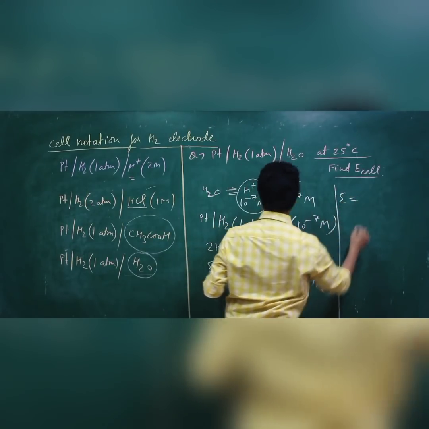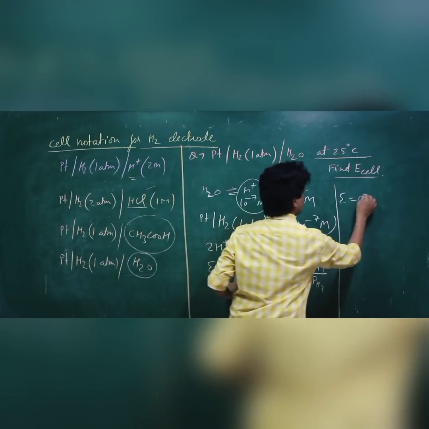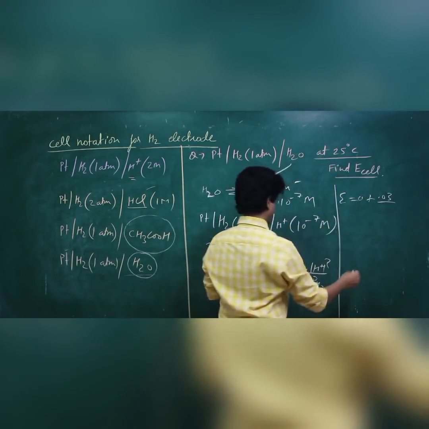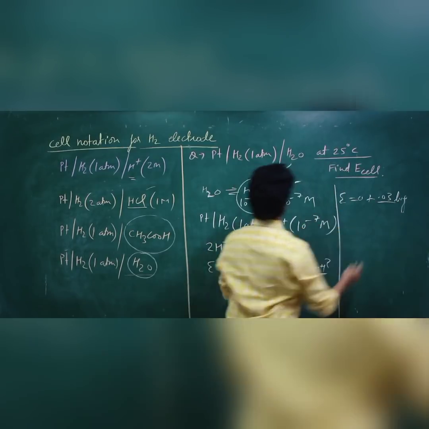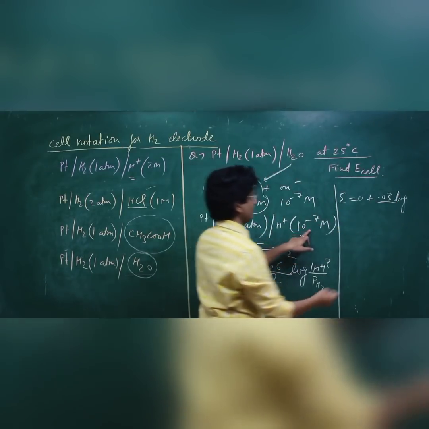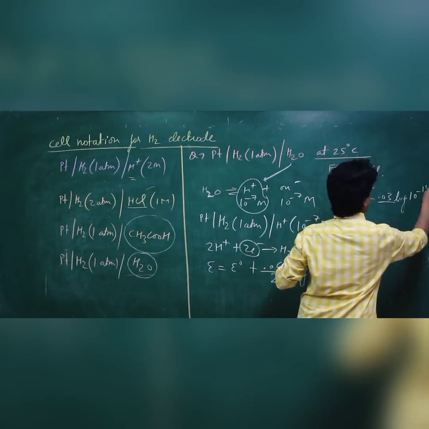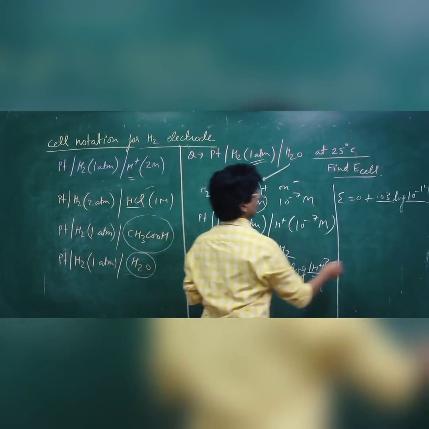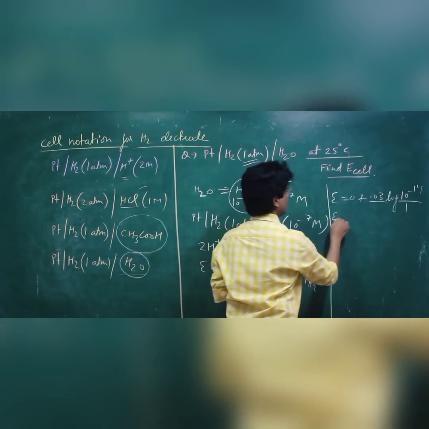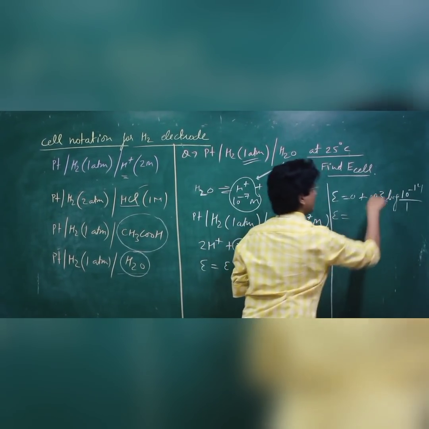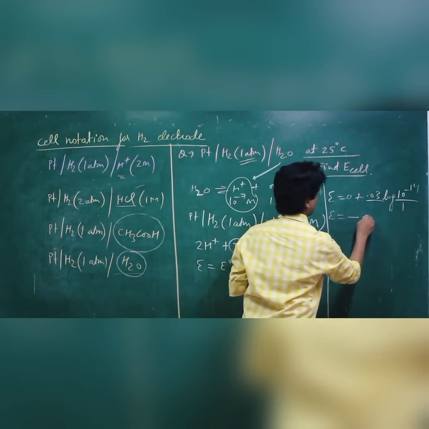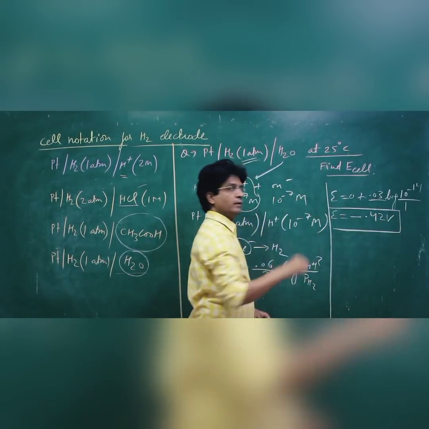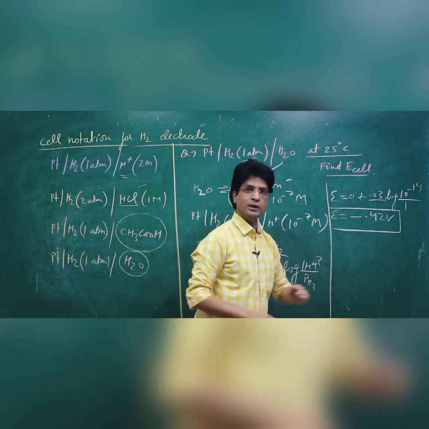So we can solve it. E will be, E naught is 0. So 0 plus 0.03 log of, H ion is 10 to power minus 7, so that will be 10 to power of minus 14 upon partial pressure of hydrogen, given as 1 atm, upon 1. So E will be, on solving it, minus 14 into 0.03, that is minus 0.42 volt. So that is how you are going to solve this equation.